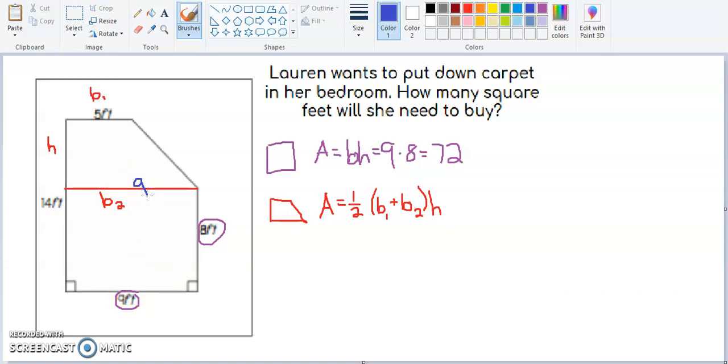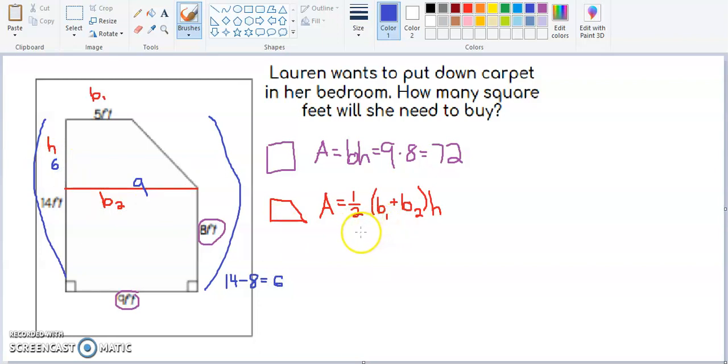Okay? And just like before, I had this whole side is equal to 14. So that means this whole side is equal to 14. So I will have to do 14 minus 8. This is going to go ahead and get me 6. So 6 is going to be my height.